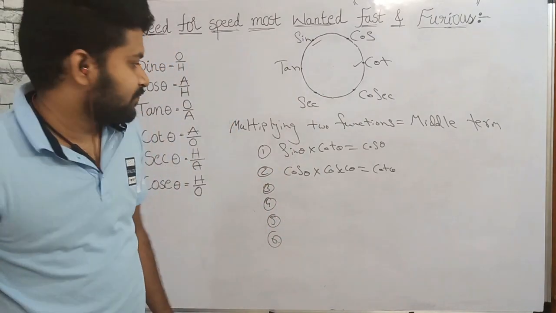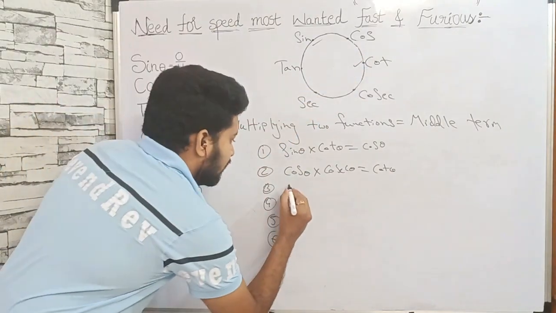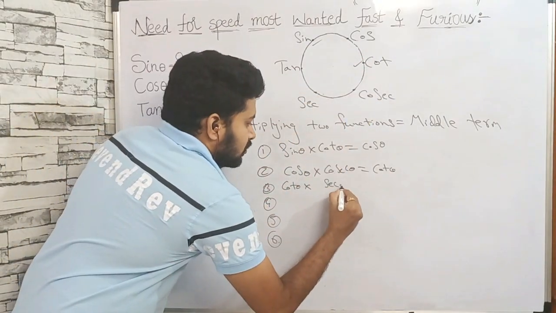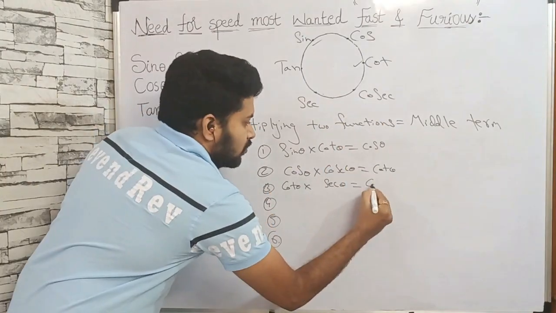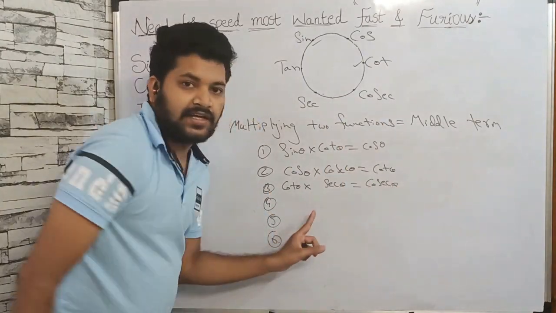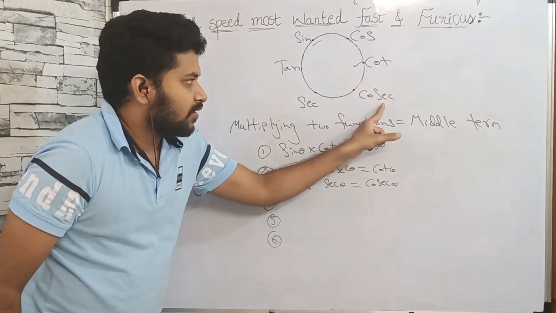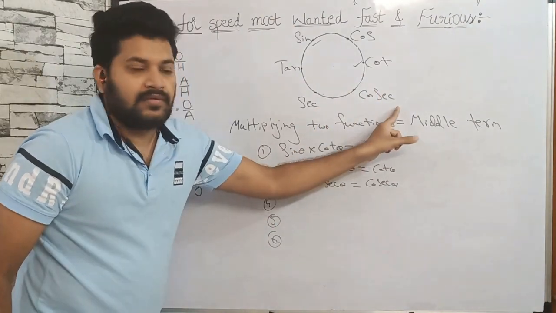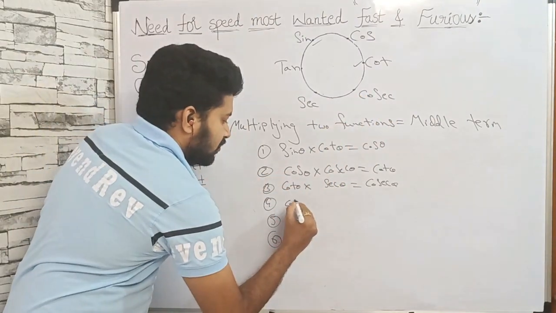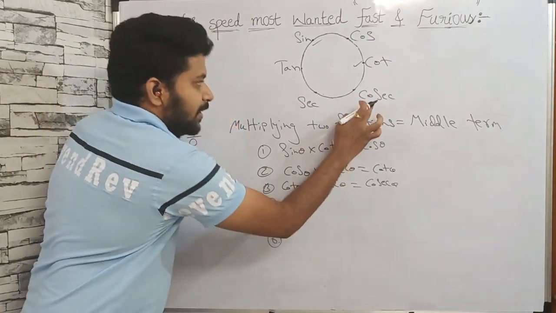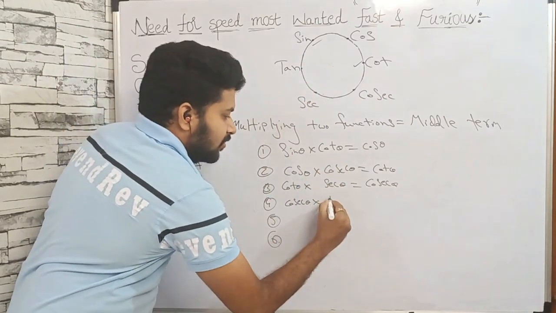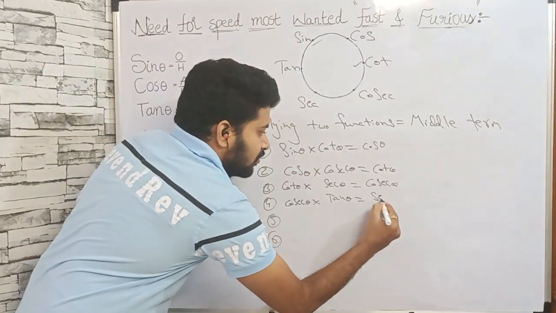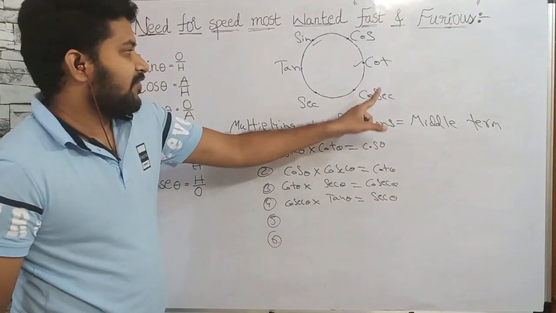Let us check. Cot theta into secant theta is equal to cosecant theta. Just observe this one: cot, leaving one term, secant, then we have this middle term. Then again, cosecant into, just leave this term, tan theta. And what is the middle term? Secant theta. And then we are done with cosecant.